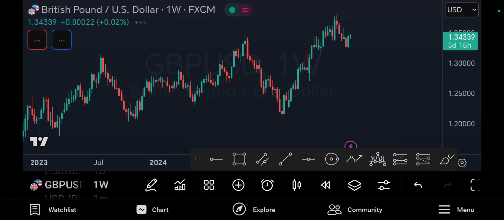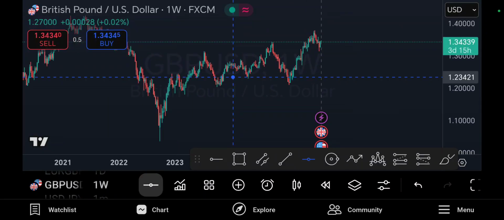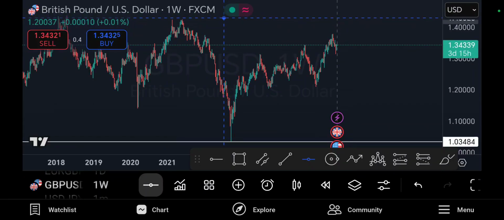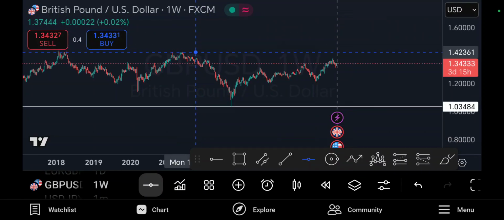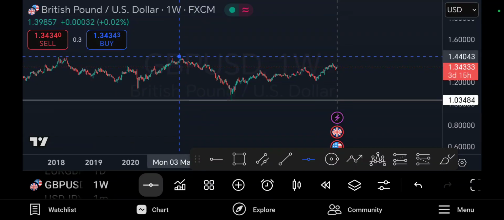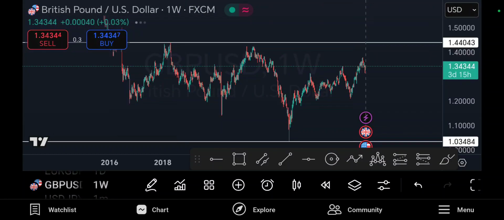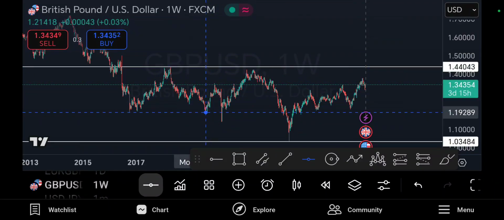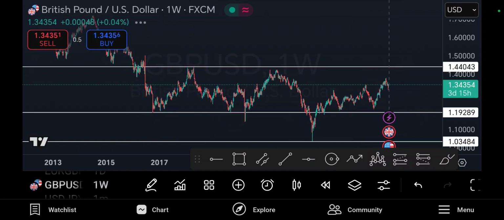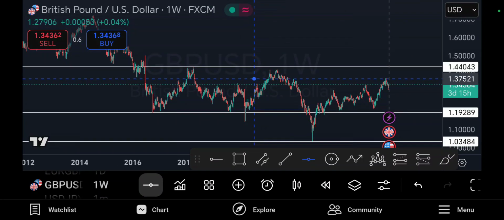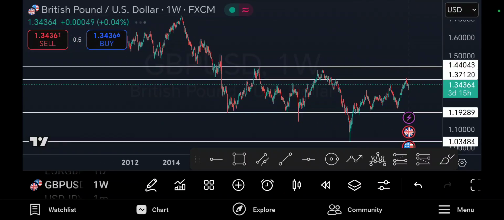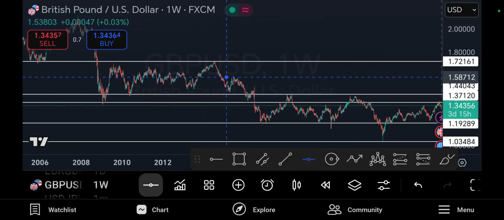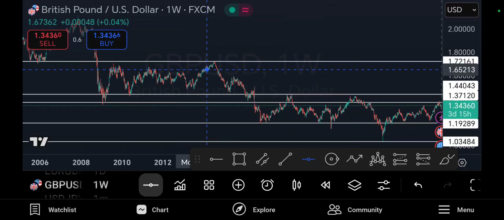Going to GBP USD, same. We have our lowest point, we have our highest point. It's not our highest point, it's basically the current market. We will focus on the current market, marking out zones where the market touches and respects, or touches and reacts.